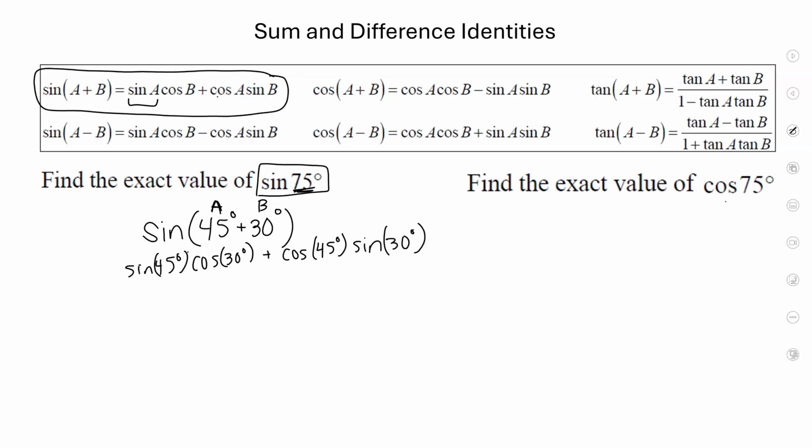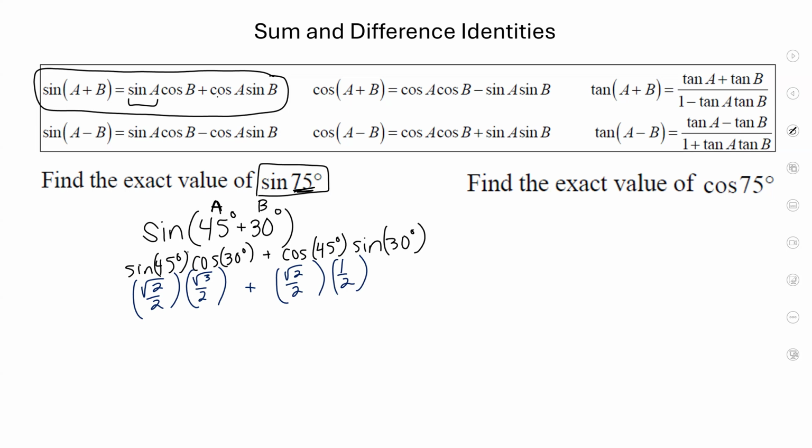Great. So now, knowing my unit circle, I know sine at 45 degrees is square root of 2 over 2 times cosine at 30 degrees is square root of 3 over 2 plus cosine at 45 degrees is square root of 2 over 2. Sine at 30 degrees is 1/2.